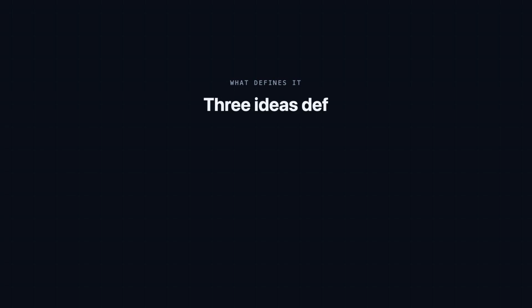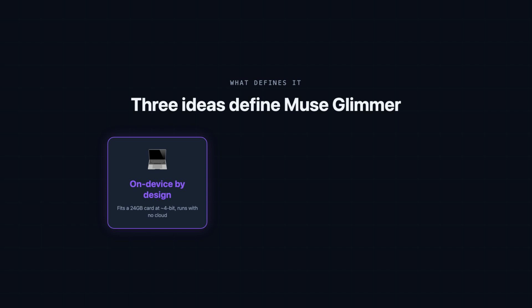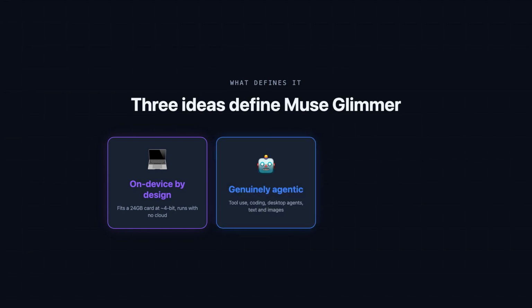Strip it back, and 3 ideas define Muse Glimmer. This model was designed to live directly on your hardware. Full precision reportedly needs about 55 gigabytes, but compressed to roughly 4-bit it fits a 24 gigabyte card with only about 1% quality loss. On an RTX 5090, that compression is said to lift throughput from around 75 to over 230 tokens per second. Beyond simple chatting, it is built to do things.